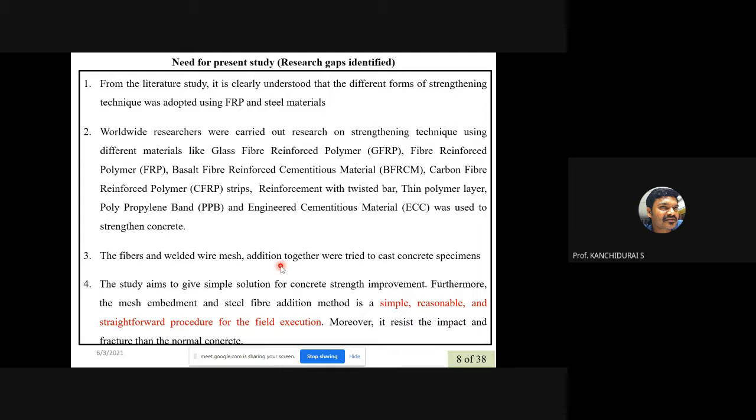The fiber and welded wire mesh addition together were tried to cast the concrete specimen in my study, and the study aims to give a simple solution for concrete improvement. Furthermore, the mesh embedment and steel fiber addition method is a simple, reasonable and straightforward procedure for field execution. Moreover, it resists impact and fracture better than normal concrete.